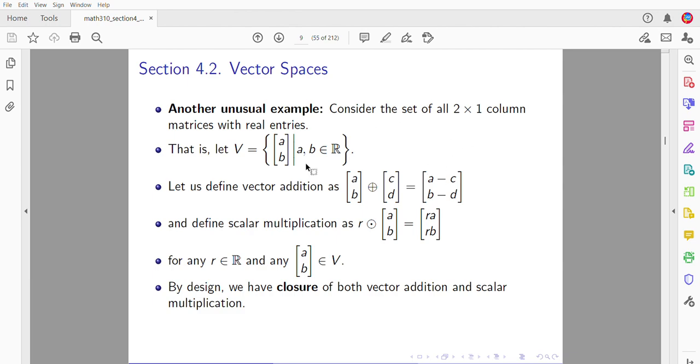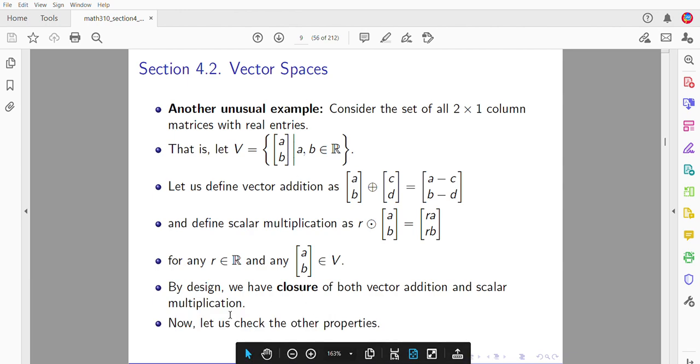Well, a and c are real numbers, so a − c is a real number. b and d are real numbers, so b − d is a real number. So indeed, this vector lands here because you want real numbers as entries. Likewise, when I apply the ⊙ operation, r is a real number, a is a real number, so ra is a real number, rb is a real number, so this vector lands back in this particular set V. So you have closure.